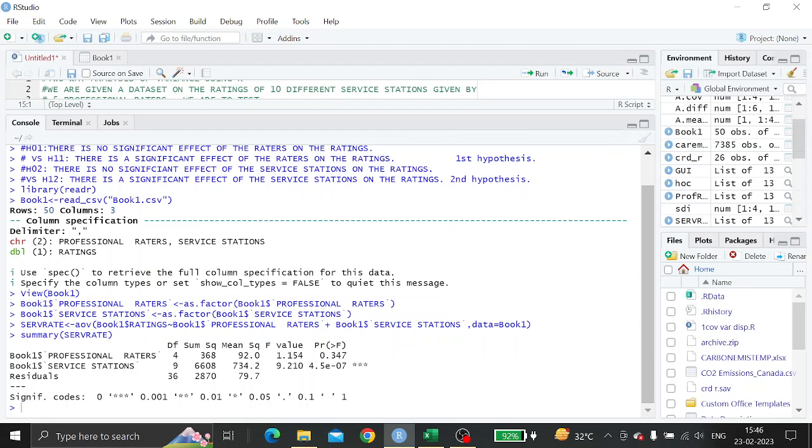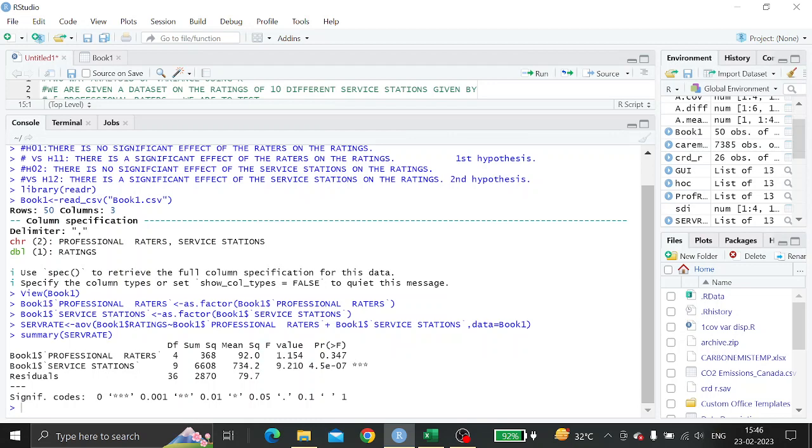We had 5 professional raters and the degrees of freedom becomes 5 minus 1, 4. We had 10 different service stations. The degrees of freedom becomes 10 minus 1, 9. Totally we had 50 observations and the total DF comes down to 50 minus 1, 49. Now when you subtract 9 plus 4, 13 from 49, you get the error DF, which is the residuals here, the error DF which is equal to 36.